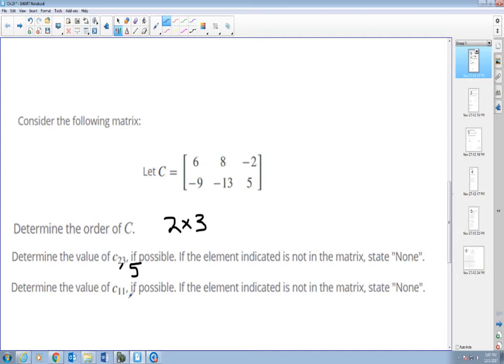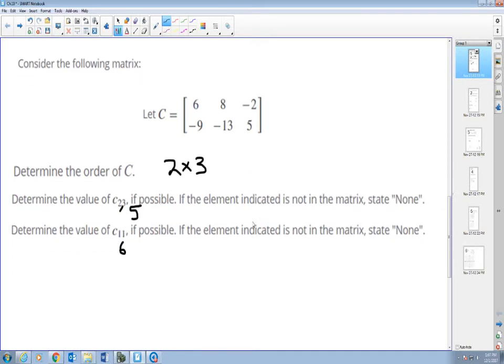Alright, where is C11? First row, first column. That will be my 6. First row, first column entry is my 6. Okay, so why am I using C? Because I call my matrix C. So that will be the C of IJ entry. First row, first column is my answer 6. Okay, that's how we're going to see it on the calculator.